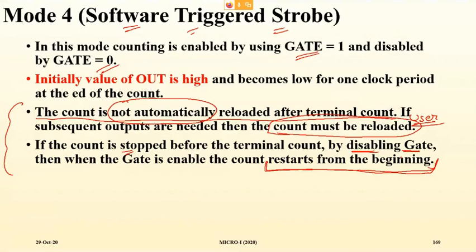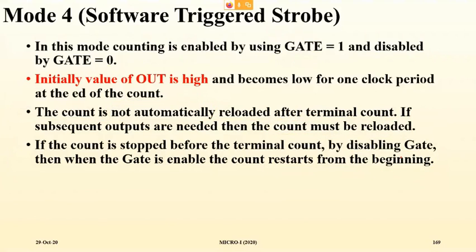Whatever the count was, if you stop the count in the middle and again re-trigger the gate, then the count will start from the very beginning of the count itself, which was loaded. So this has to be clear in your mind. It is not automatically reloaded, and if you make the gate low in the middle of the count and then make it high again, the count will start from the very beginning, whichever was the value in the counter. Now let us see how this particular mode works.